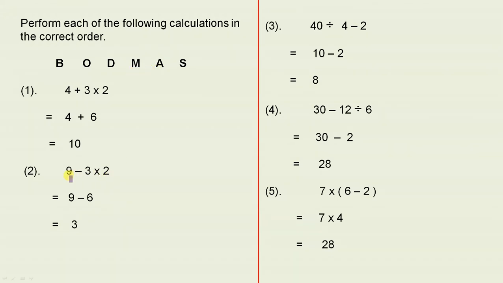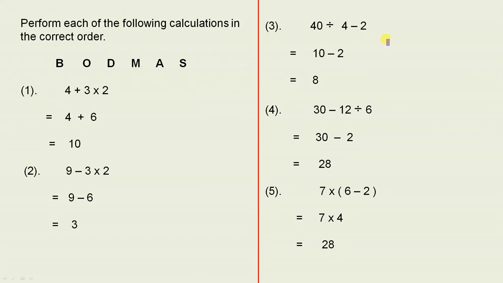Number 2, 9 minus 3 times 2. Multiplication comes first. 3 2s are 6. 9 take away 6 is 3. We do not do the subtraction first because the subtraction comes after the multiplication.